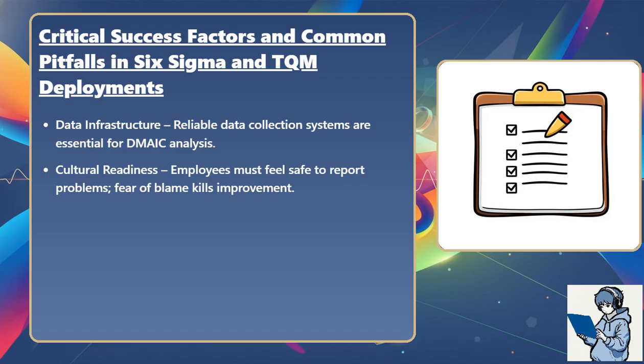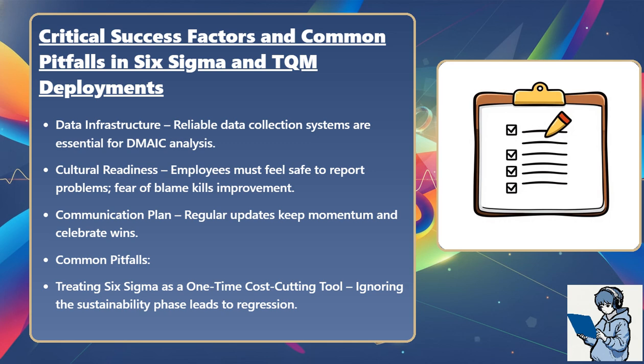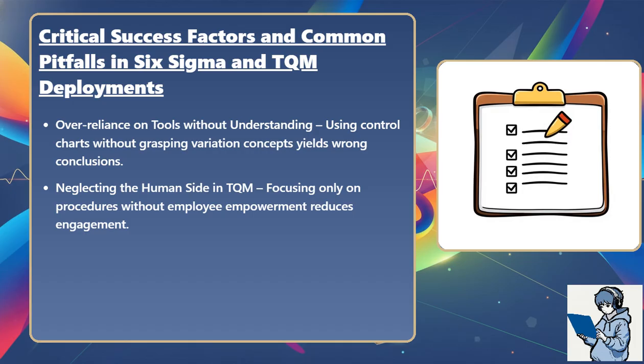Cultural readiness. Employees must feel safe to report problems; fear of blame kills improvement. Communication plan. Regular updates keep momentum and celebrate wins. Common pitfalls. Treating Six Sigma as a one-time cost-cutting tool. Ignoring the sustainability phase leads to regression. Over-reliance on tools without understanding. Using control charts without grasping variation concepts yields wrong conclusions. Neglecting the human side in TQM, focusing only on procedures without employee empowerment, reduces engagement.